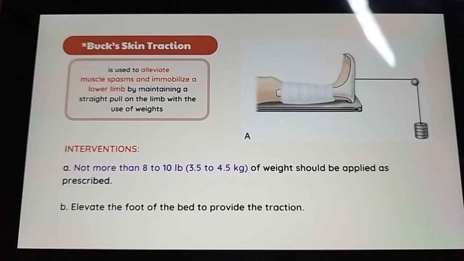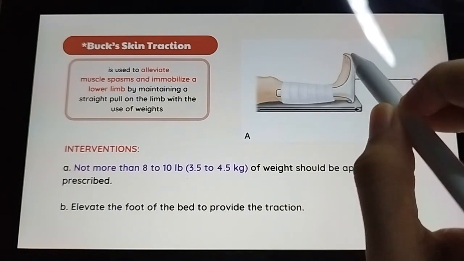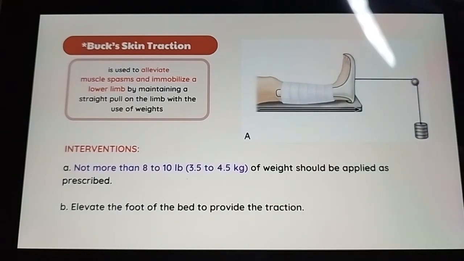Okay, next we have box skin traction. Ang box naman is used to alleviate muscle spasms and immobilize a lower limb. Sa lower limb naman siya. So this is done by maintaining a straight pull on the limb with the use of weights. So sa box traction, gumagamit ng boot appliance. Gumagamit ng boot, so nilalagay siya. So ito yung boot.